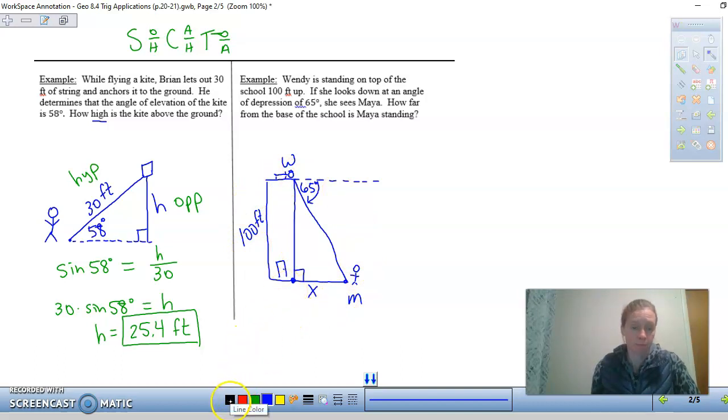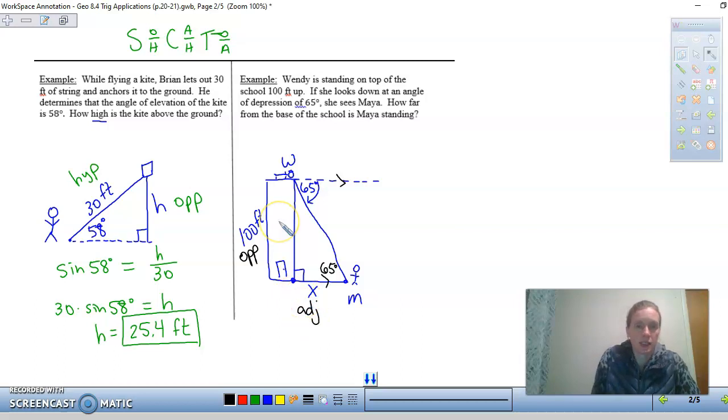Okay, from here, now we're going to start labeling everything we need. So a couple of ways to go. We do need an angle inside this right triangle to help us. So I would recommend using these parallels and this Z to label this as 65 degrees. So this angle of elevation is the same as this angle of depression. Okay, from that 65, we know that the 100 is opposite, and this is the hypotenuse, so the x is going to be adjacent.